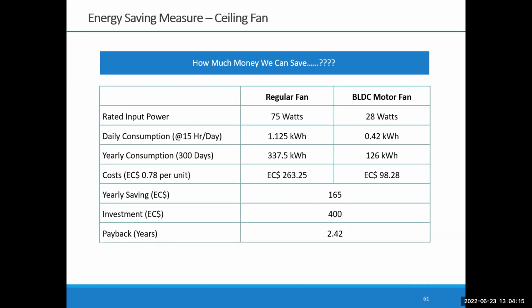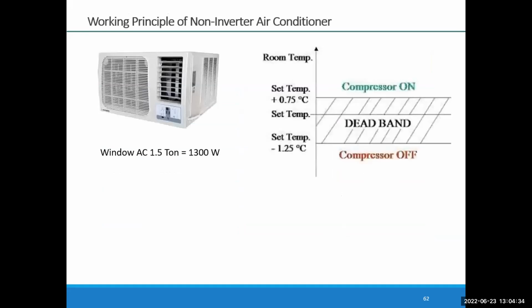And the investment cost for each BLDC fan is $400. Based on that, we get a payback period of 2.42 years. So this much energy can be saved by replacing regular fans with DC fans. So similarly, air conditioning units.